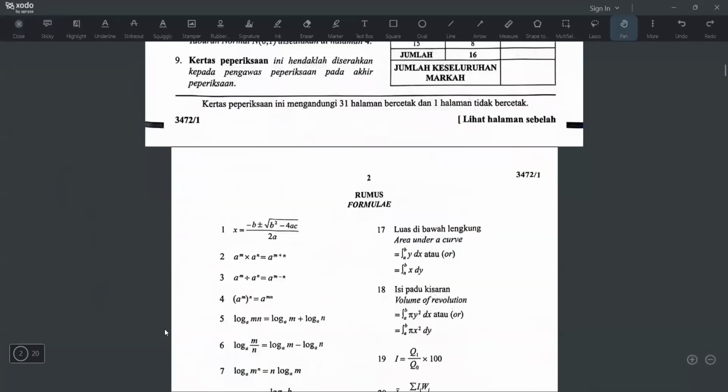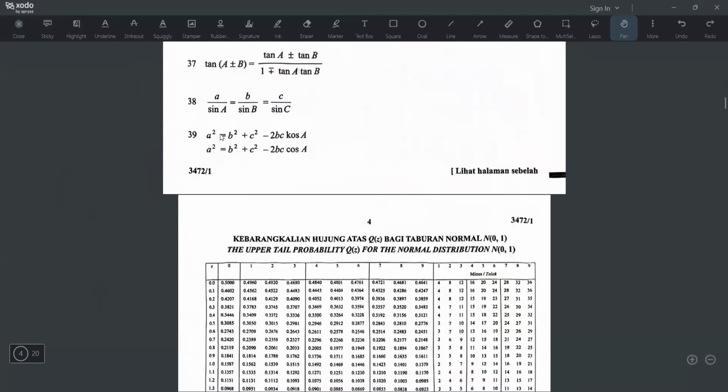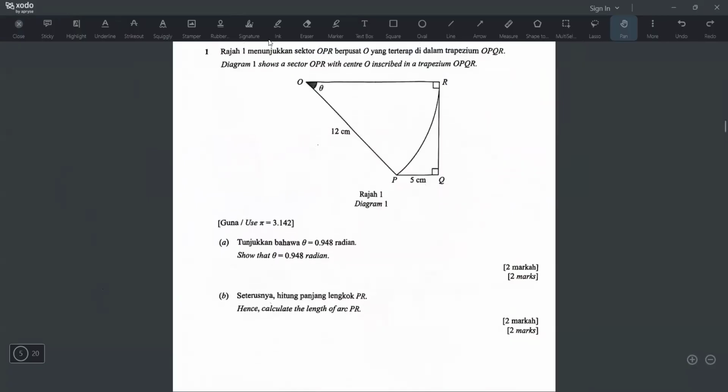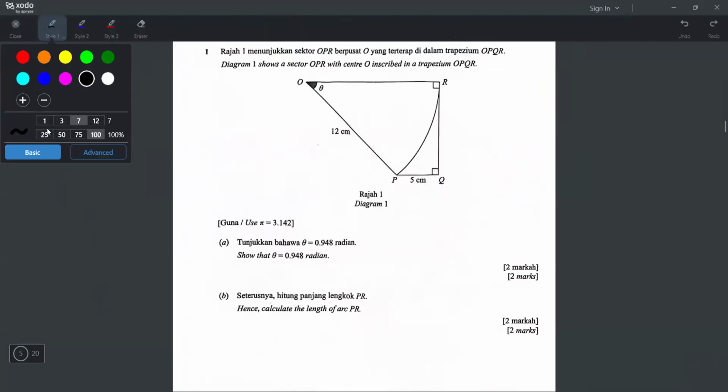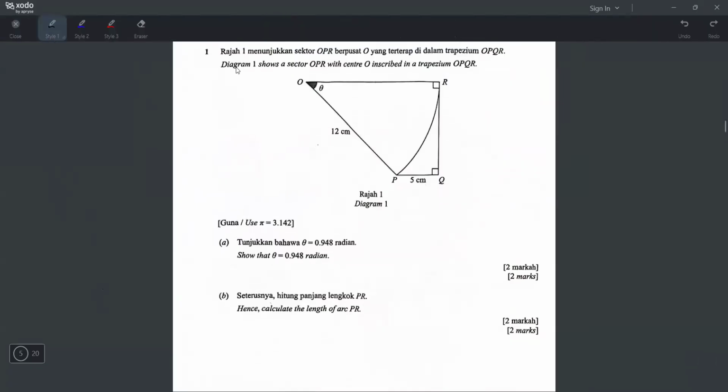All right, let's skip the formula. Okay, let's do question number 1. Let's read the question. Diagram 1 shows a sector OPR. We all know a sector consists of 3 lines: radius, radius, and arc, right? So this line we call the arc, and the other 2 lines are the radius.